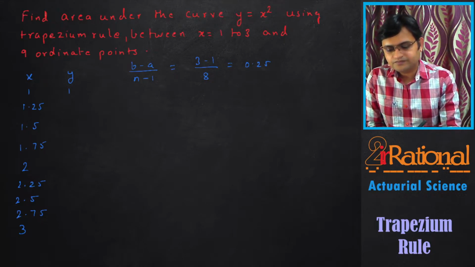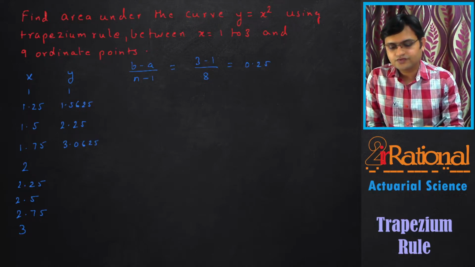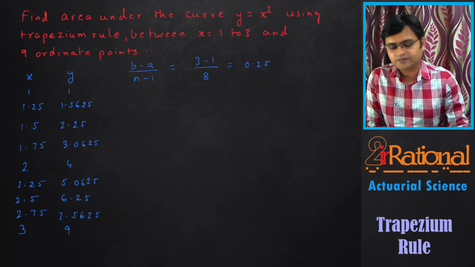So 1.25 squared will give me 1.5625. 1.5 squared would be 2.25. 1.75 squared will be 3.0625. 2 squared is 4. 2.25 squared becomes 5.0625. 2.5 squared would be 6.25. 2.75 squared becomes 7.5625 and 3 squared is 9.